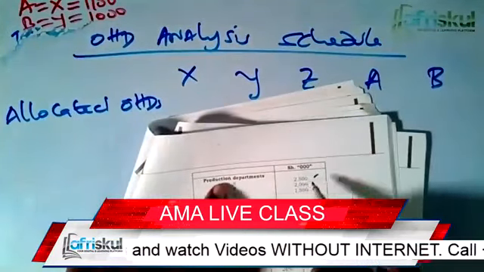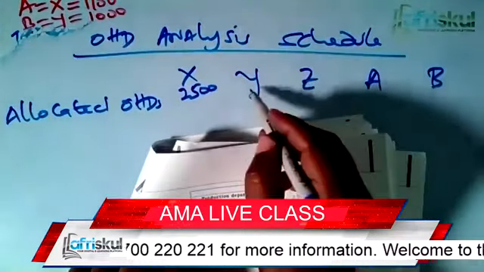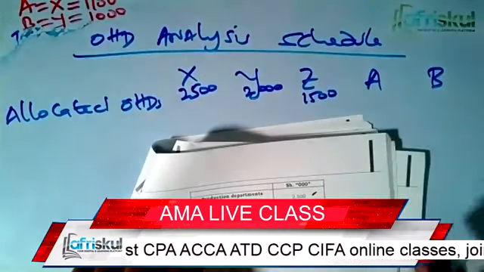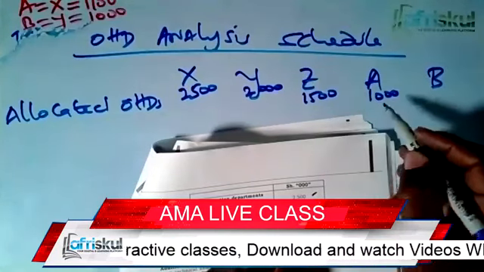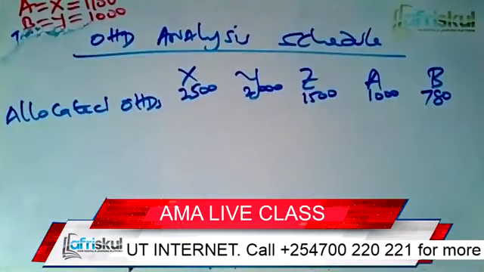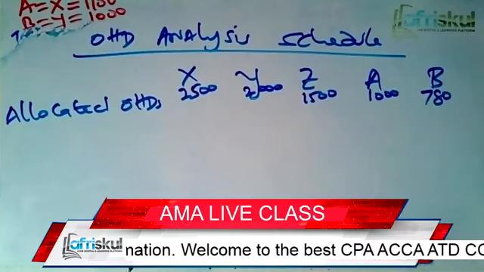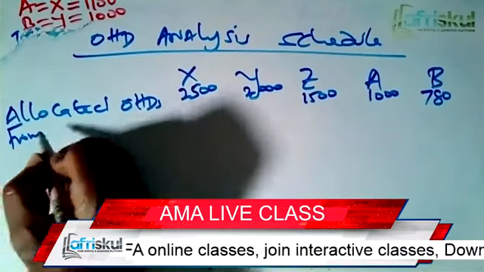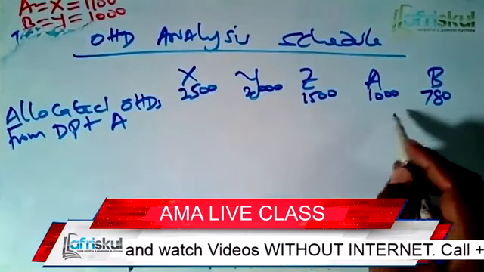You can see X was given 2,500, Y was given 2,000, and Z was given 1,500. And then you go to the service departments. What is given to them is what we call allocated or allotted, 780. Now remember, when we started, we said that we don't want A and B, being service departments, to remain with any overhead. So we'll come and remove overheads from department A.